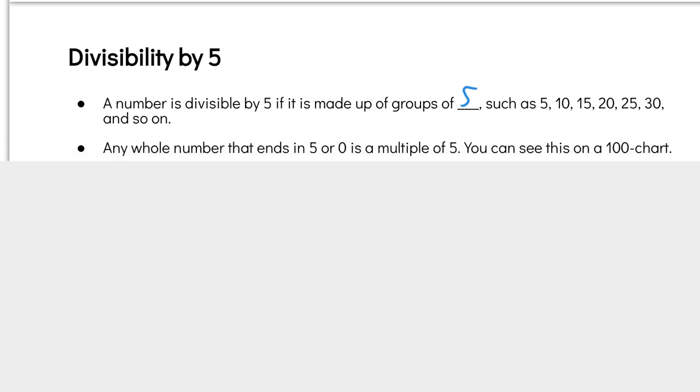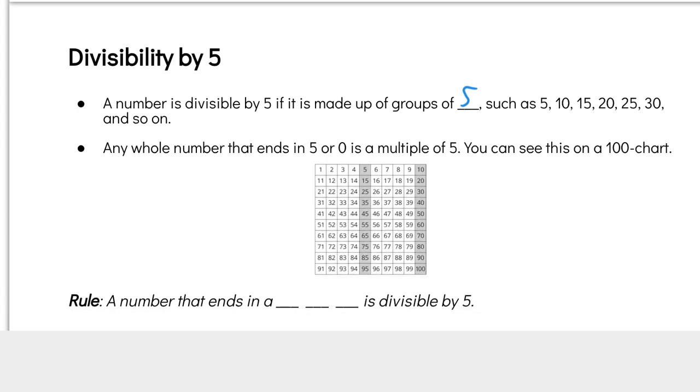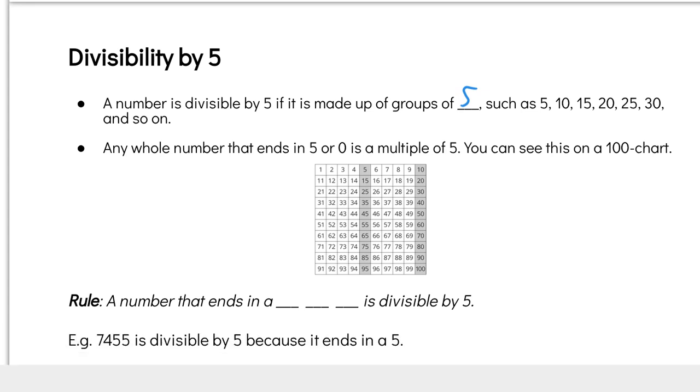Any whole number that ends in 5 or 0 is a multiple of 5, and you can see this on a hundreds chart. So the rule is a number that ends in a 0 or 5 is divisible by 5. For example, 7,455 is divisible by 5 because it ends in a 5.